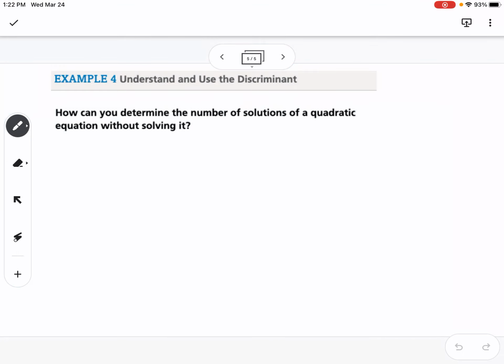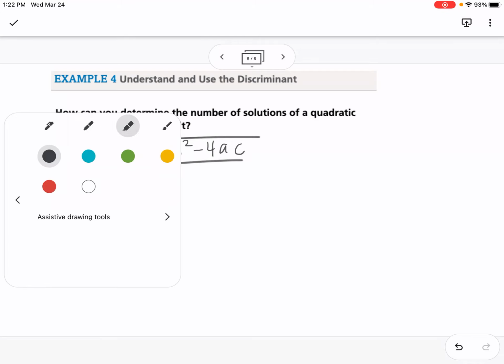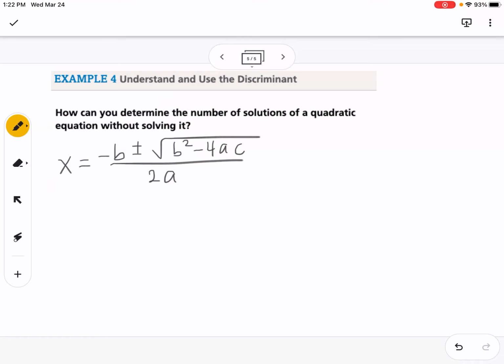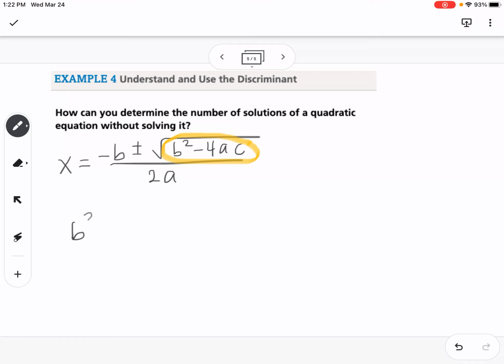So our last example is understanding the discriminant. If we look at our quadratic formula, the discriminant is the part that is underneath the square root sign. So that right there is our discriminant. So b squared minus 4ac is our discriminant.